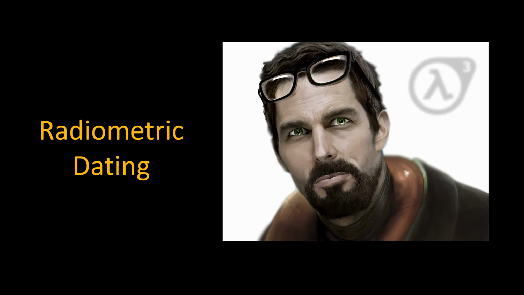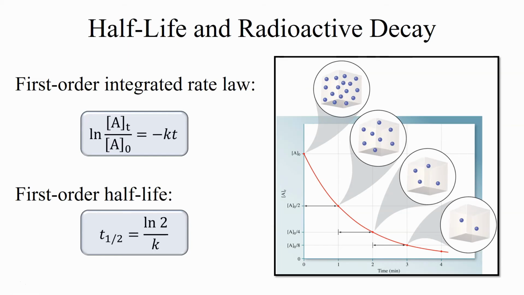In this video, we will discuss the method of radiometric dating. Radiometric dating uses the ratio of parent to daughter nucleotide in order to determine the age of a sample. Now, in order to do this, we need to revisit half-life and the first-order kinetics of radioactive decay. Here we have our first-order integrated rate law and the first-order half-life equation.